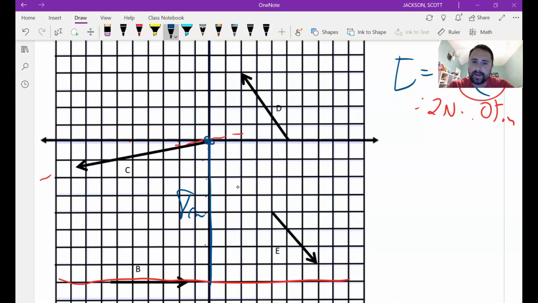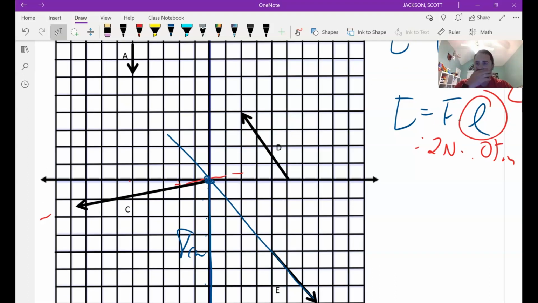E. Okay, what do you think about that one? All right, hopefully you got an idea. E is the force line goes through the axis of rotation, back up to what we saw before. Lever arm is 0, so it won't do anything.